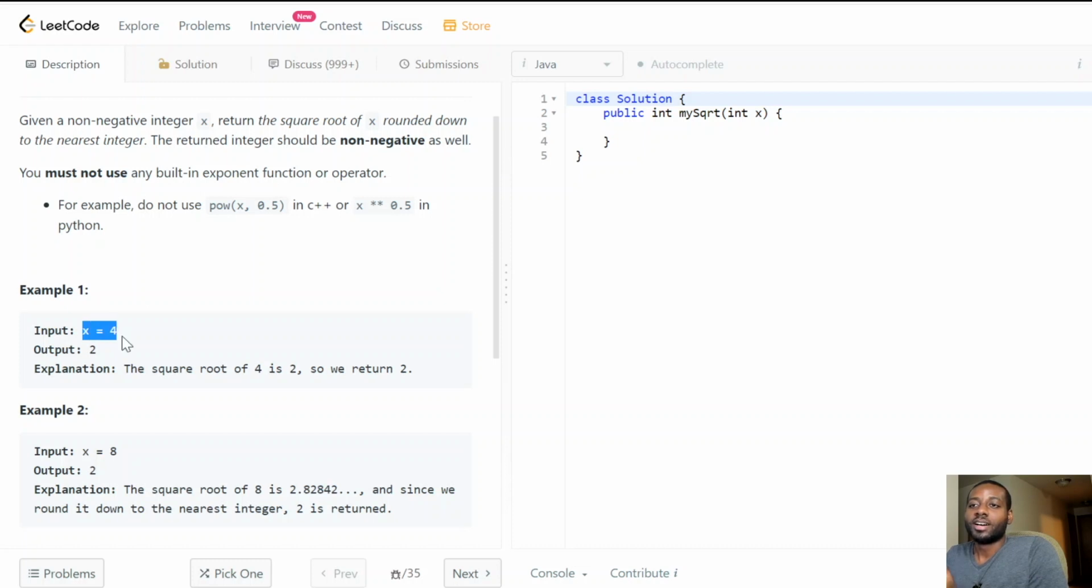So we want to find which number squared is less than or equal to 4, then it's a candidate. But we want the highest one. So that's the interesting part. We apply binary search to find the exact thing.